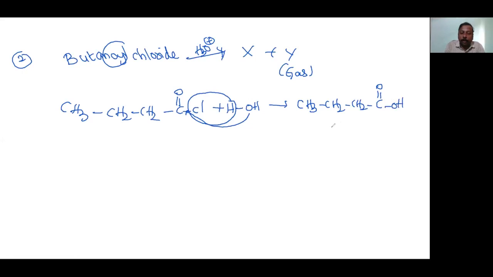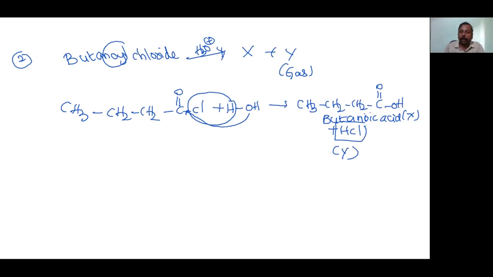Then what else it will form? HCl it will form. Therefore, Y will be gas and its name is butanoic acid. Okay, what is this? Butanoic acid. Simple. X is butanoic acid, Y is HCl gas. Now I think it is clear to all of you. Butanoic acid, not ethanoic acid.